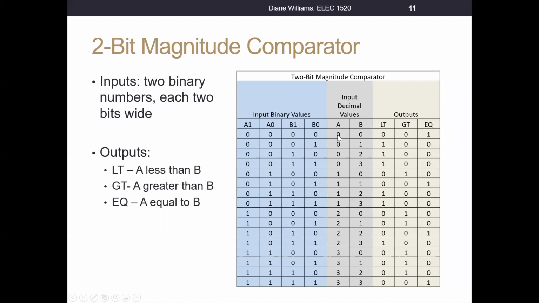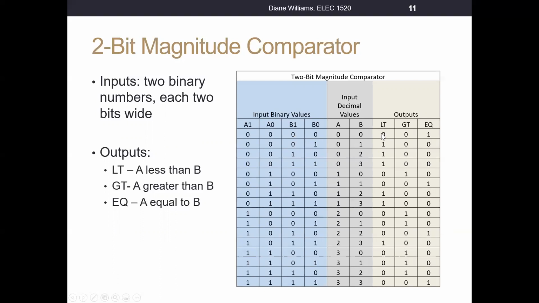So the decimal value of A is 0 here, but if you look at the binary input 0, 0, we have 4 binary inputs of 0, 0. In all of these cases, A is 0. When the binary input is 0, 1, the decimal is 1. Same way here, when B is 0, 0, the decimal value of B is 0. When B is 0, 1, the decimal value of B is 1. Again, these outputs tell us whether A is less than B, greater than B, or equal to B.